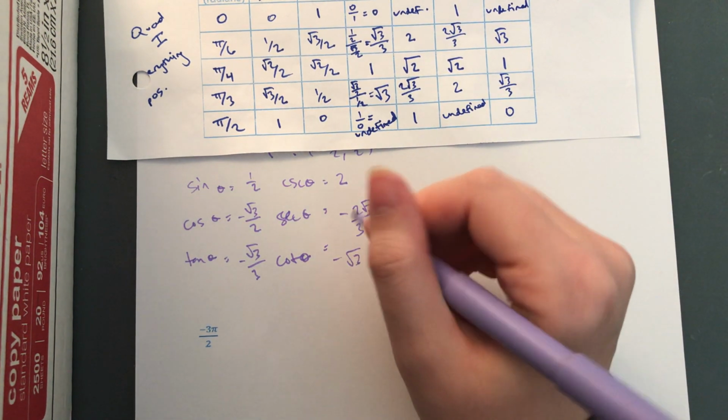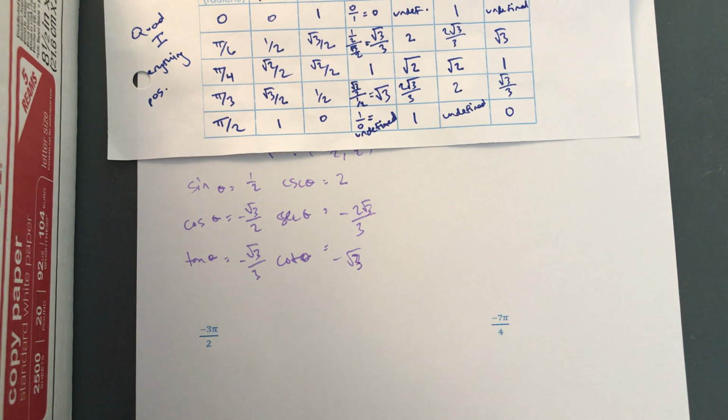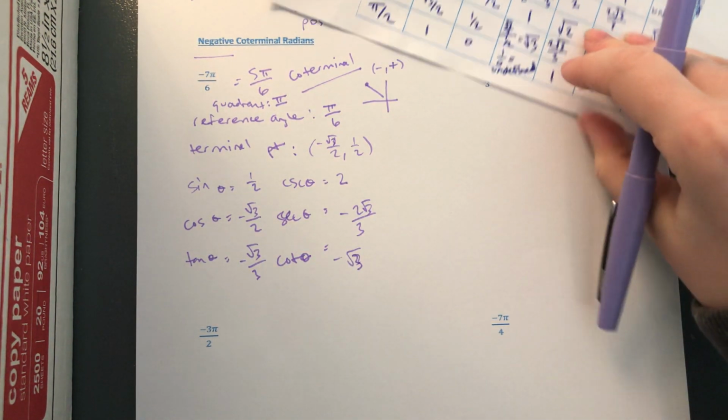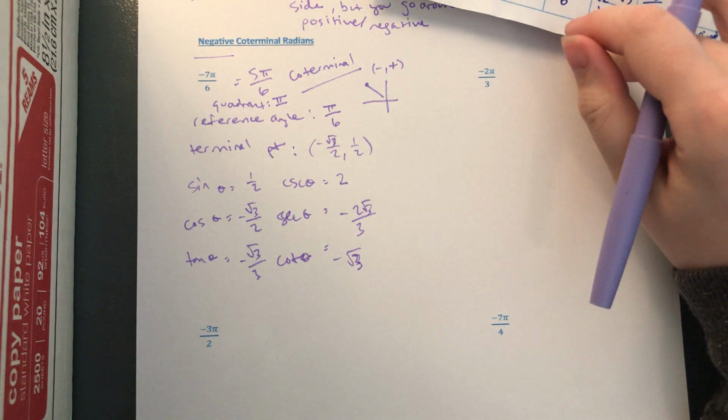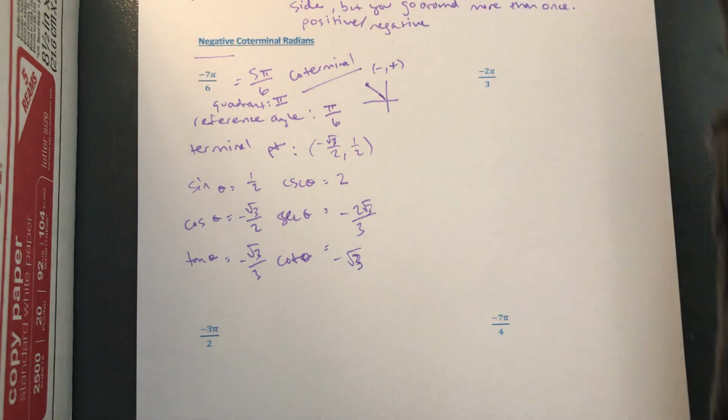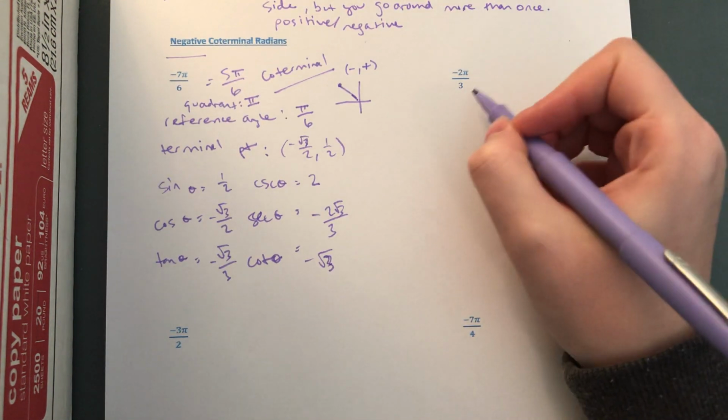All right, so nothing has changed. I don't think I'm actually going to do all of this work for every example because I think I'm going to be here for a while if I do. I just want to show you guys how to count and get to the right spot. All right, so next up is negative 2 pi over 3.